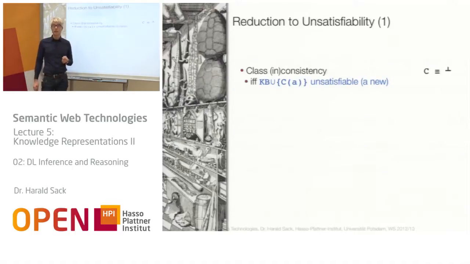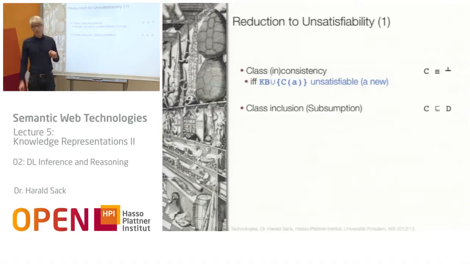Here it's the class inconsistency. We can do this, for example, if we check if the existing knowledge base combined with an instantiation of the class is unsatisfiable. And this, of course, can be checked with a Tableau algorithm or an adapted resolution algorithm. Class inclusion, it's the same way.